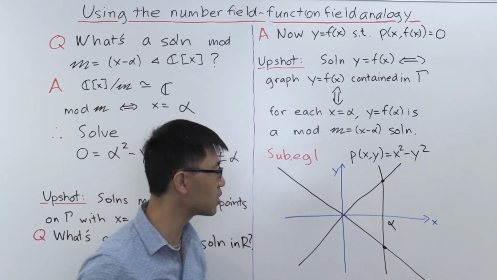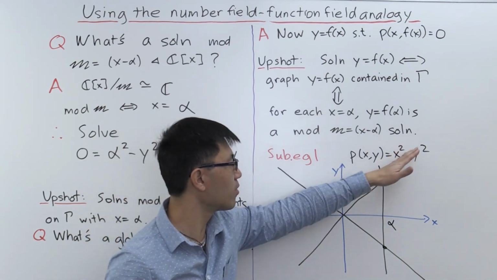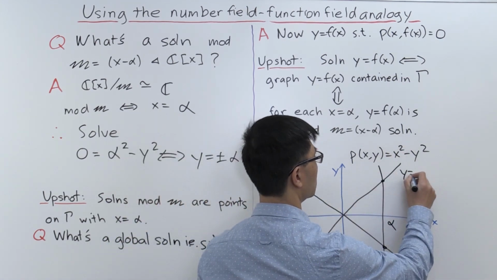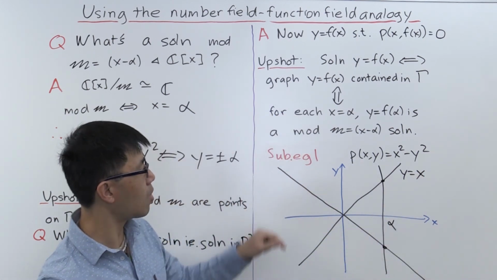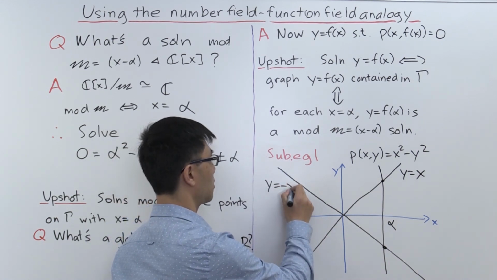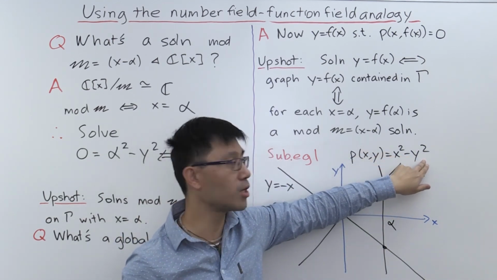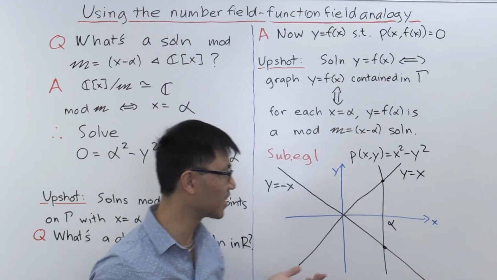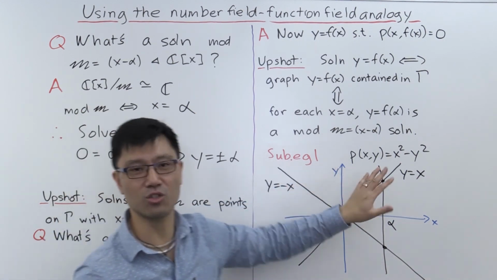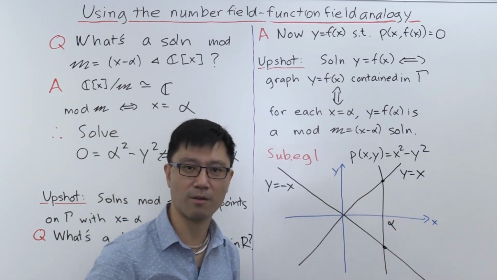So you need a function, so it has to pass the vertical line test. So one of them is this one here. That's the graph of the function y equals x. And then there's also this graph here, which is the graph of y equals minus x. And so you can see that if you want to solve for y as a polynomial in x, of course there are only two solutions. The polynomial is either x or minus x. And we can see this now completely geometrically. So the graphs of these two functions are inside this big graph here.